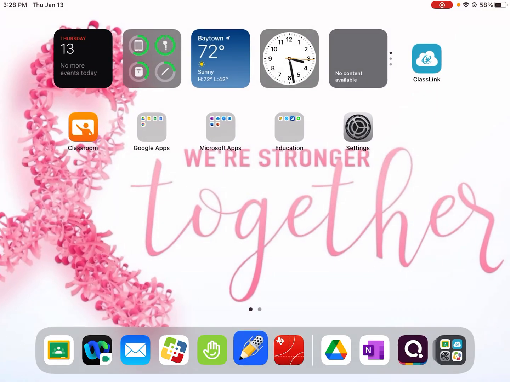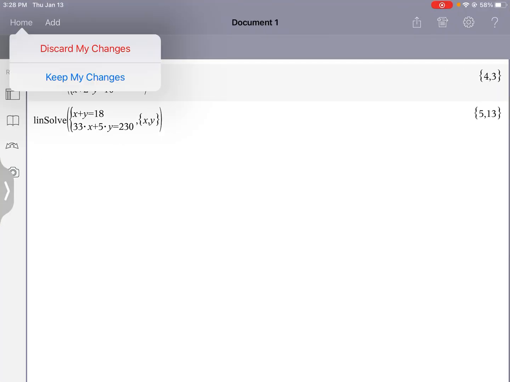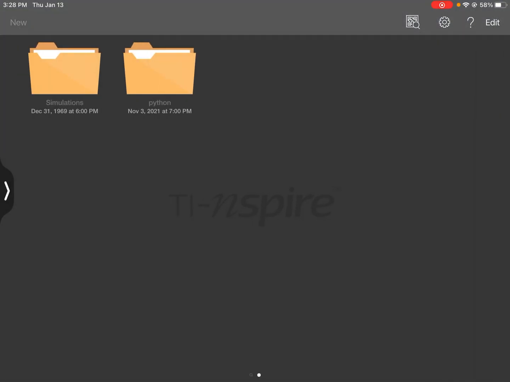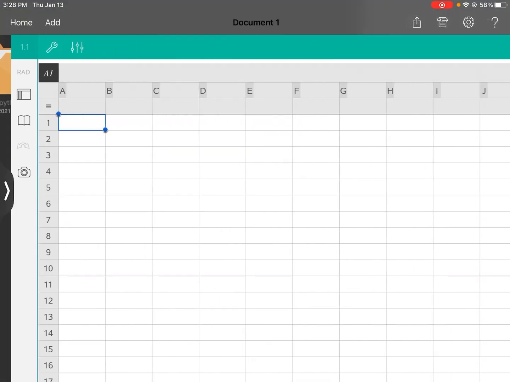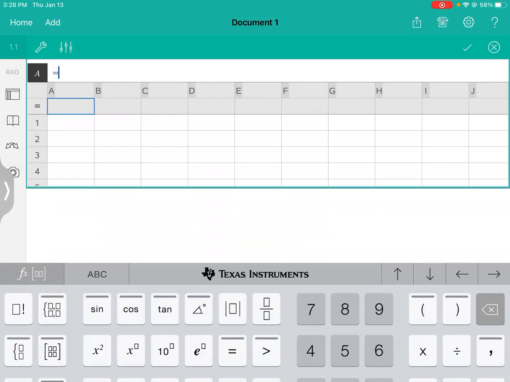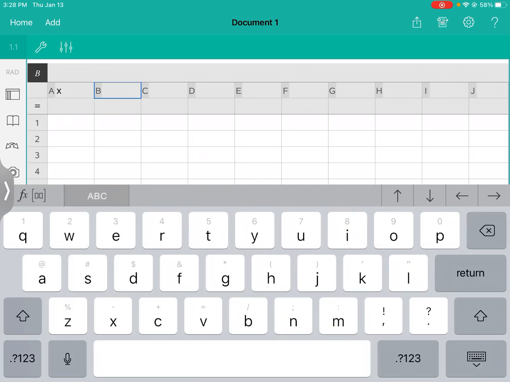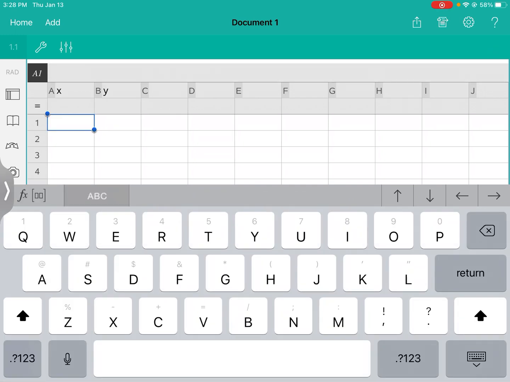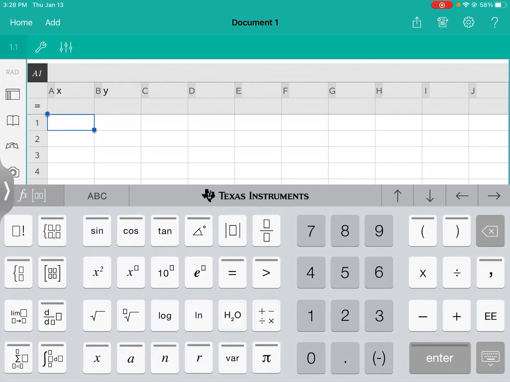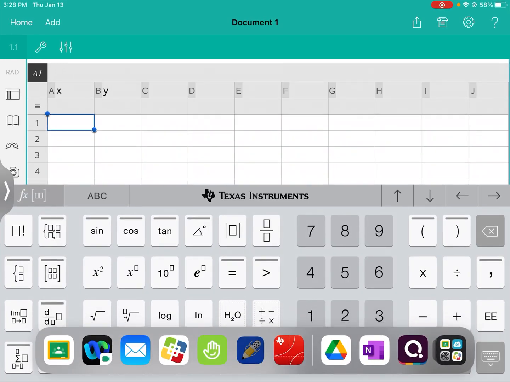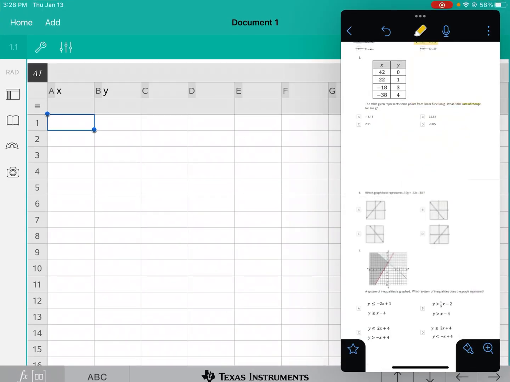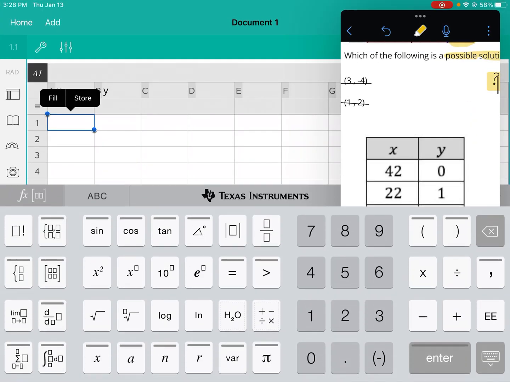Okay, so to do that, we're going to go to our calculator, and we're going to go to a new document this time, and we're going to go to a list and spreadsheet. So we're going to go ahead and set it up before I put the notes on top. We're going to put X next to A and Y next to B, and then we're going to go ahead and type in the points of our table, or the values of our table. So I'm going to put my notes on top so I can see.